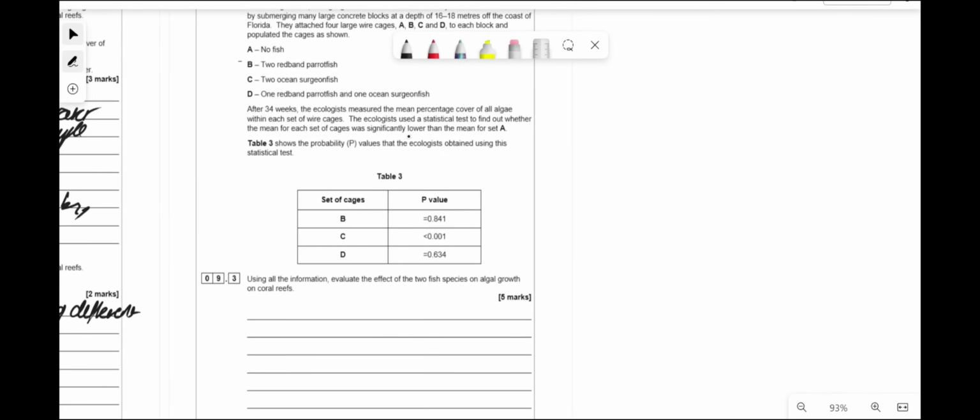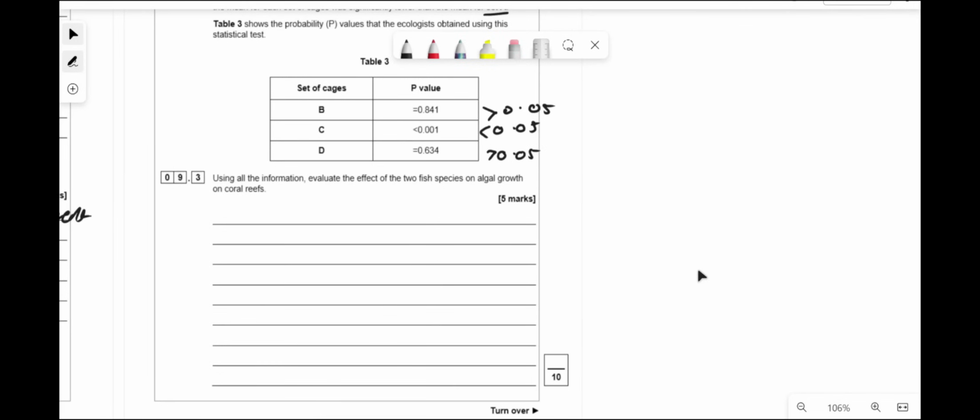So what they're measuring here is whether the mean for each cage is significantly lower than the mean for set A. So here, this is higher than 0.05, this is lower than 0.05, and this is also higher than 0.05. So therefore, C has a significant decrease. You can't say the results are significant. Please, you cannot say that. You need to say what they're talking about. So they're talking about the decrease compared to A.